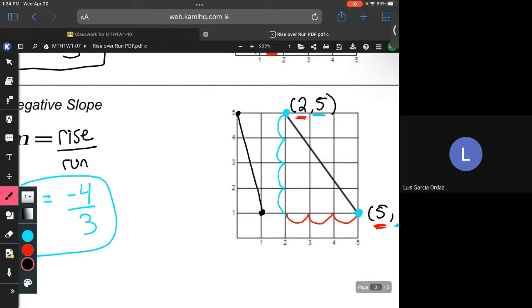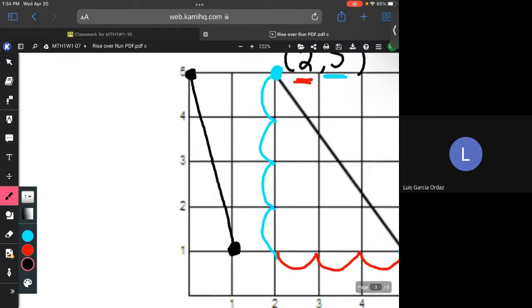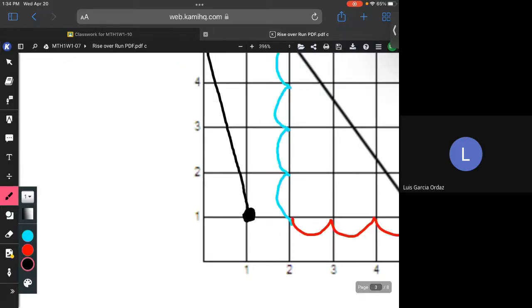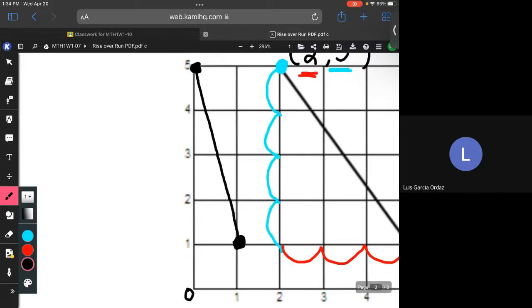Sean? The y-axis is 2 and 5. No, I'm talking about this line right here. I made this black line right here. What is my slope? Maya? Negative 4 over 1.